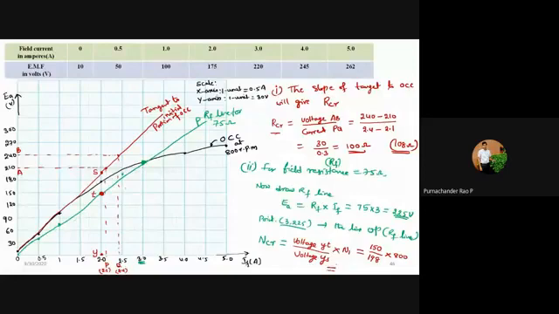Anyone, can you tell me this answer? 606.6.